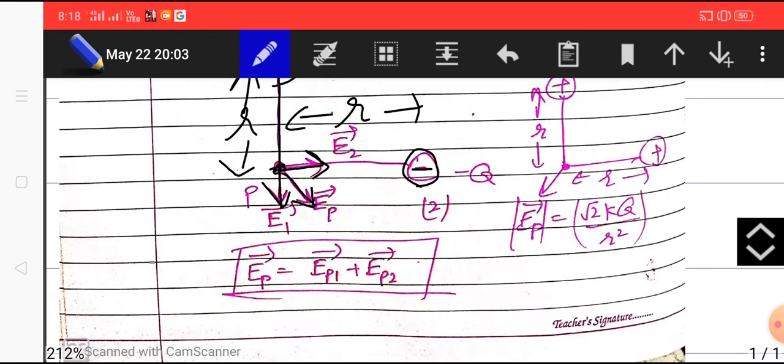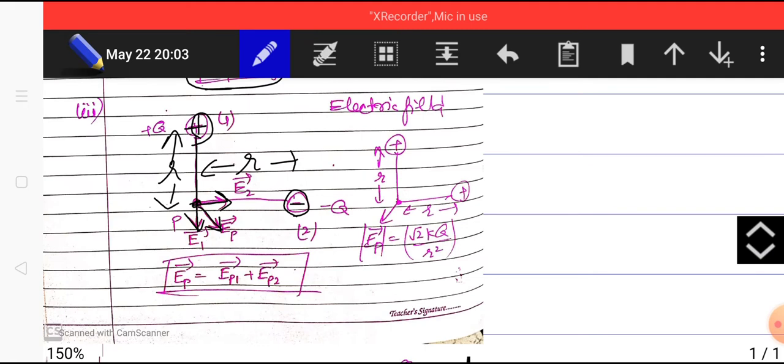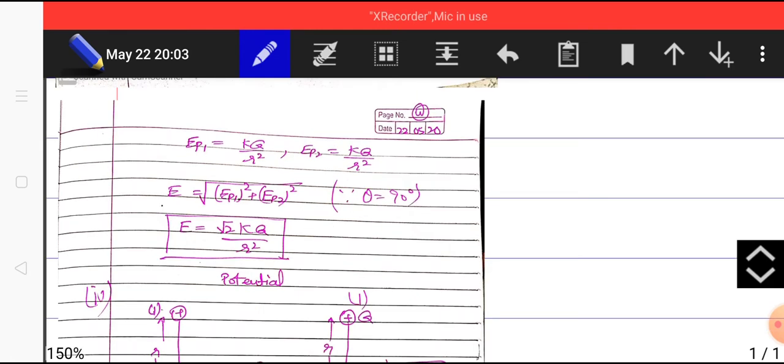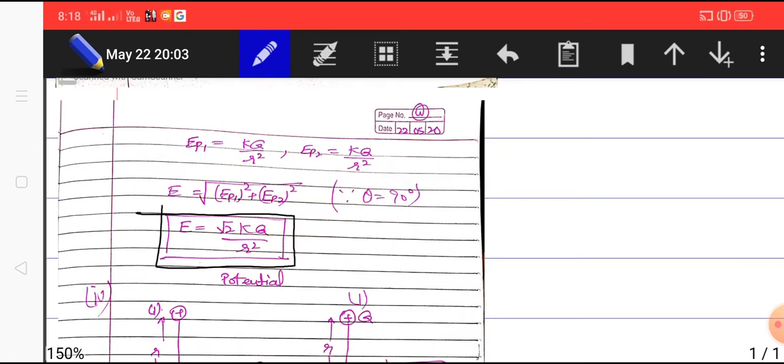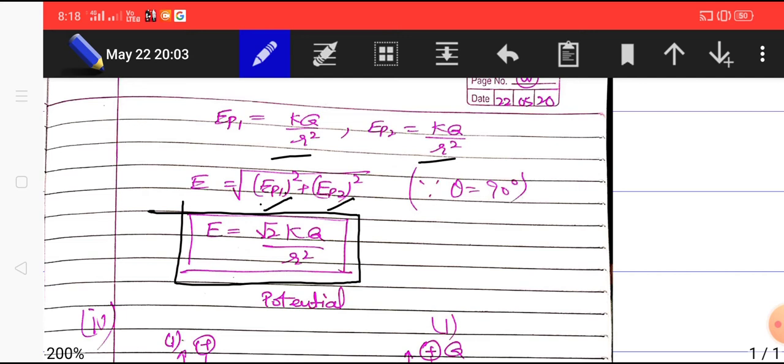So if we calculate, this value will come out to be 2 kq/r², because both vectors are at 90 degrees and the magnitude is the same. So the formula is simple, square root of a² + b², because when they are at 90 degrees we use the same formula.